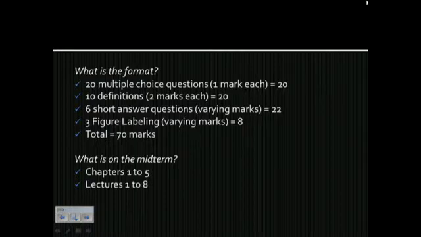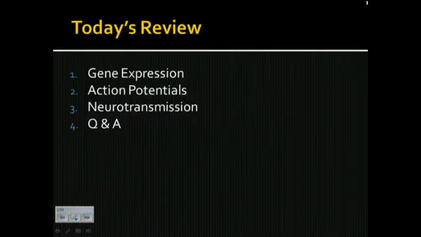As for what's on the exam: chapters 1 to 5, and everything from the first day of class till today. So for today, we're going to cover a little bit on gene expression. You guys actually skipped this in class, so I'm going to take it kind of slowly, but it's really only 6 slides, so it's really not that much information. Then we'll go over action potentials again, and then neurotransmission, and then we'll open it up to you guys if you have any questions.